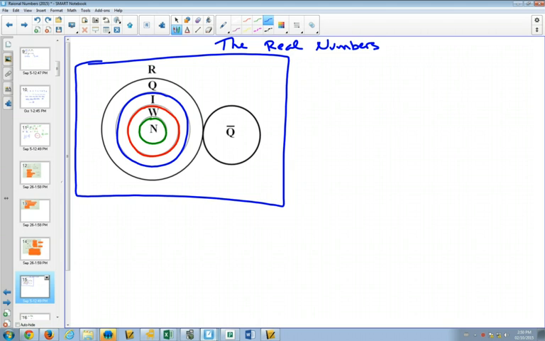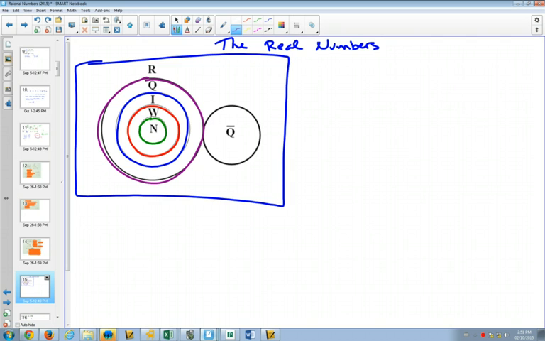Anything that can be written as a fraction is this purple circle here. And any whole number can be written as a fraction, because 5 is the same as 5 over 1. And any negative number can be written as a fraction, because negative 3 is negative 3 over 1. So that's why the blue, the red, and the green circles are inside the purple circle. The purple circle includes all of your decimals and any other fraction.